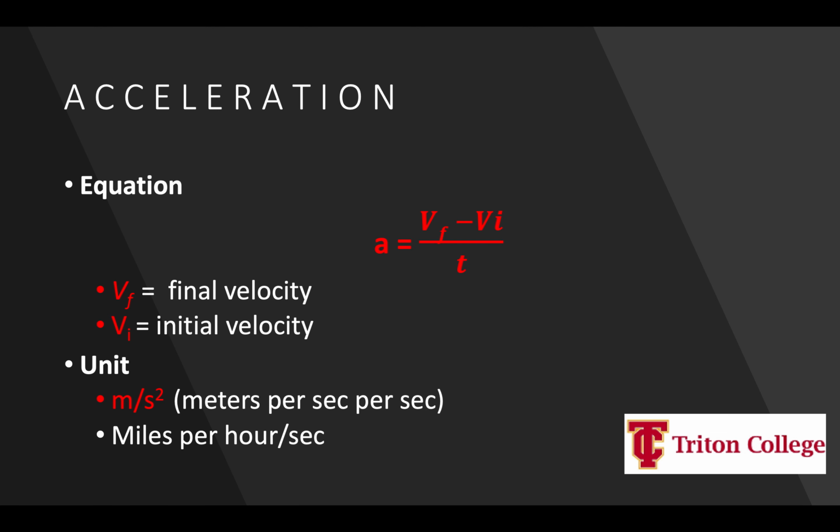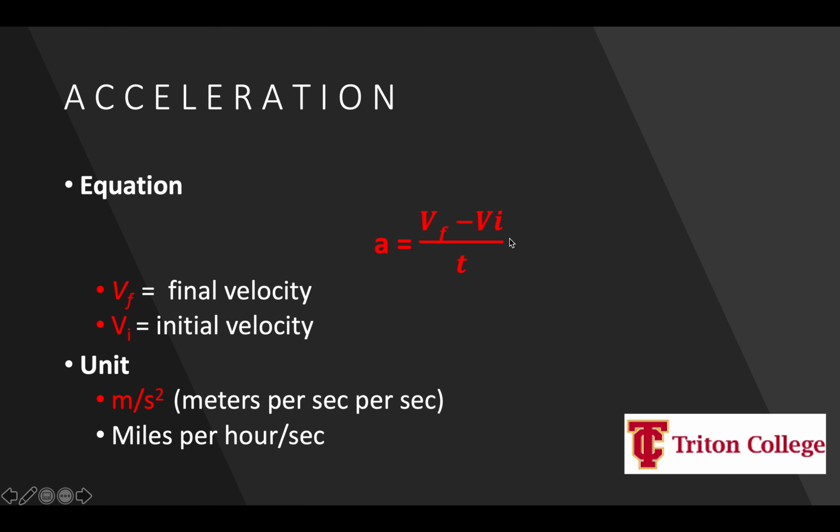So let's talk about the equation, okay? The equation is A equals final velocity minus initial velocity divided by time, right? I'm looking at this in red. So again, VF, you'll see that often. Sometimes I see V1 and V0, but again, just to make it more simple, VF is the final velocity, and then you subtract VI, which is the initial velocity, and divide it by time.